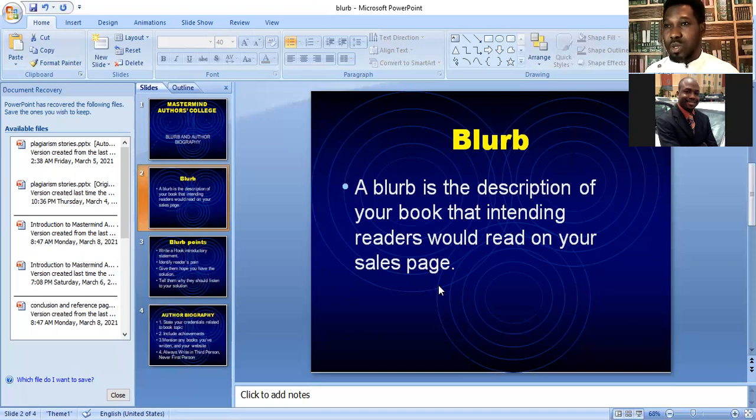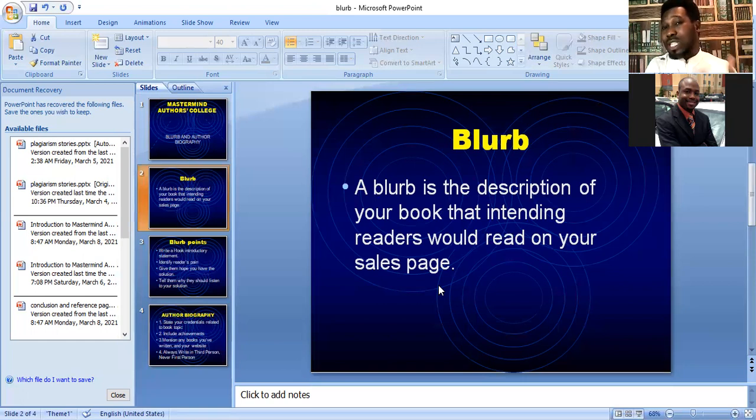She was only able to sell maybe a few copies, less than 100 copies of the book. So what did she do? After some time, she went to change the description of the book. She went to change the blurb on the Amazon site. She didn't change any other thing, only the blurb. What happened? Her sales tripled.